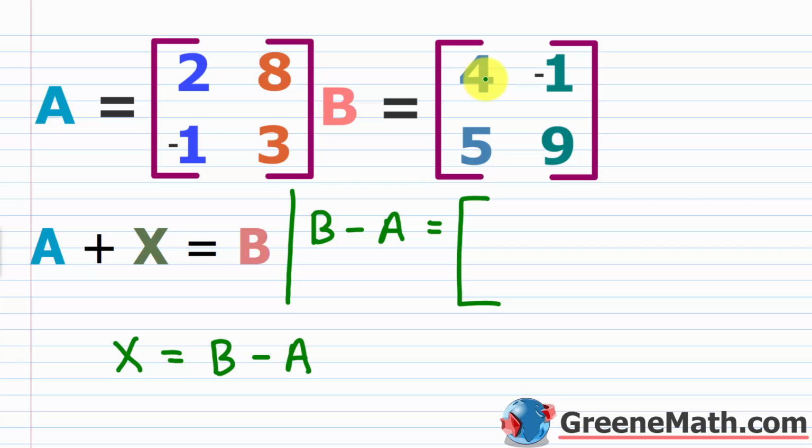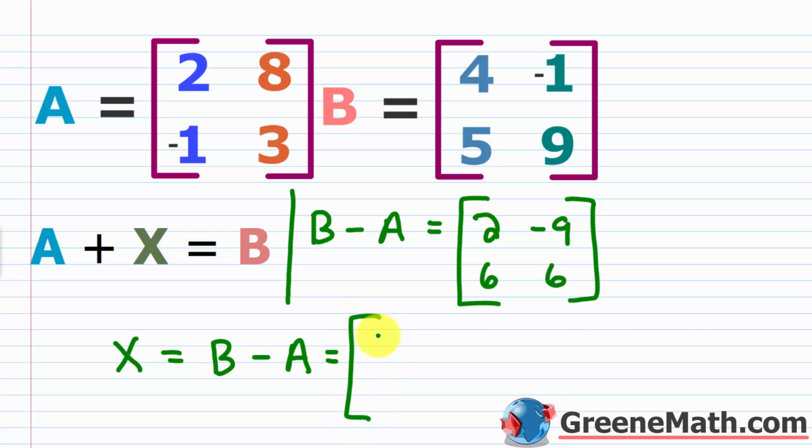Well, I would just take each element from B and subtract away the corresponding element in A. So 4 minus 2 would be 2. Negative 1 minus 8 would be negative 9. 5 minus a negative 1 is like 5 plus 1, so that's 6. And then 9 minus 3 would be 6. So this is B minus A, and it's also equal to X because we said X was equal to B minus A. So this is equal to 2 and negative 9 for the top row, and then 6 and 6 in the bottom row.